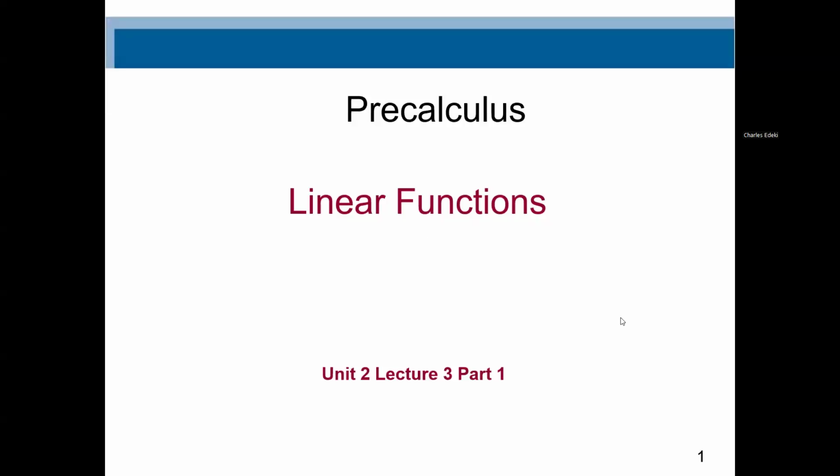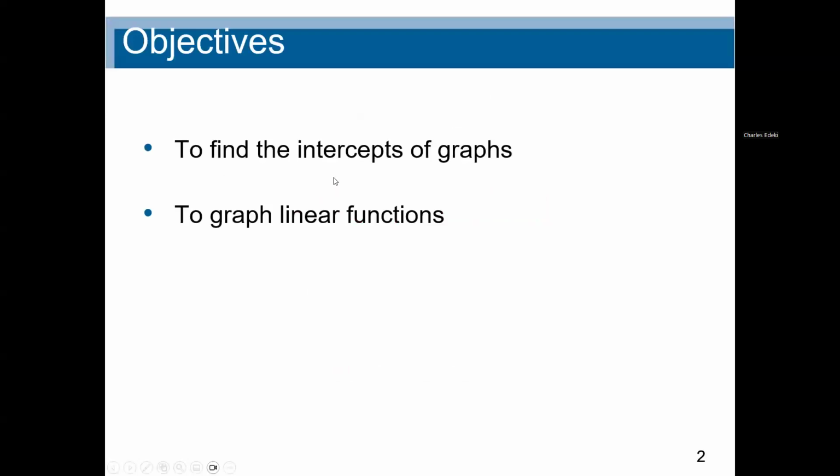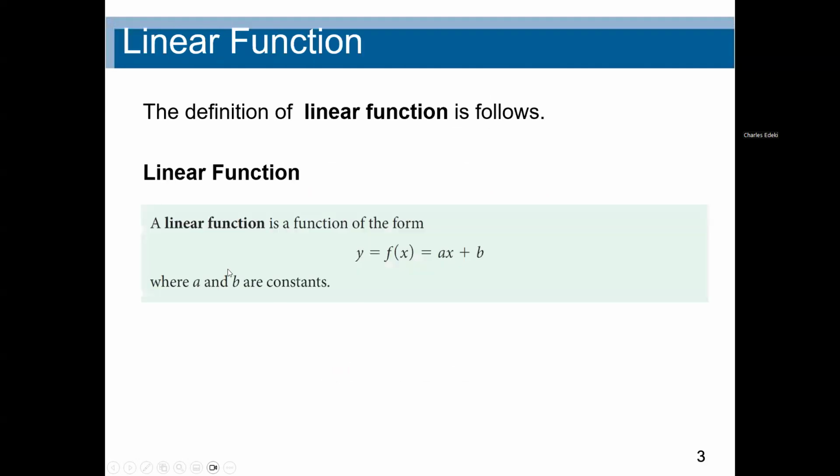This lecture covered linear functions. Our main objective is to find the intercept of graphs and also to graph a linear function. Now, a linear function is a function of the form y equals f of x, which equals ax plus b. A and b are constants and x is our variable.